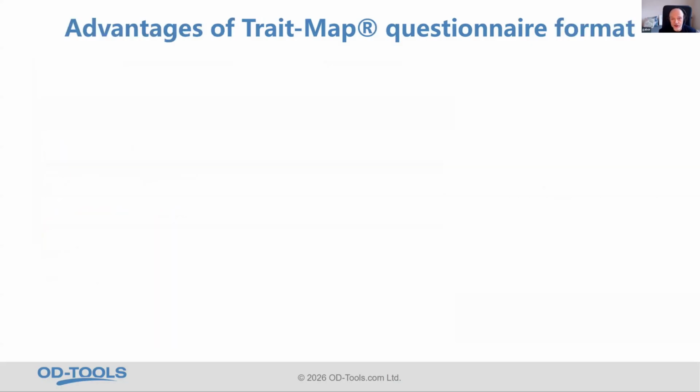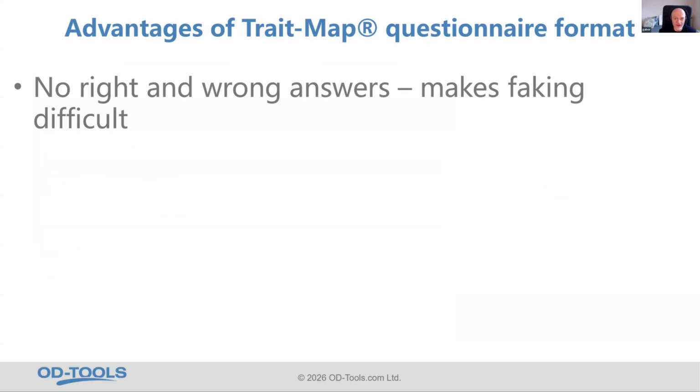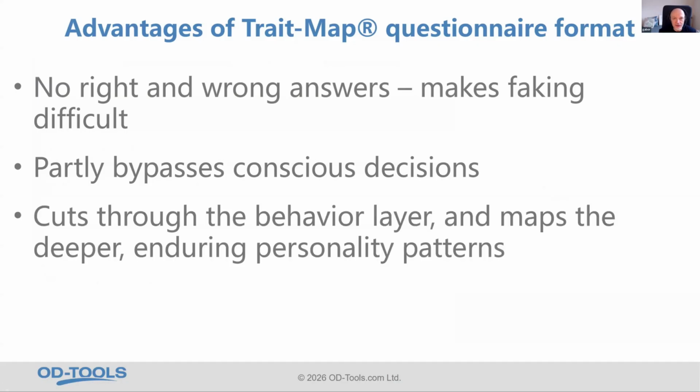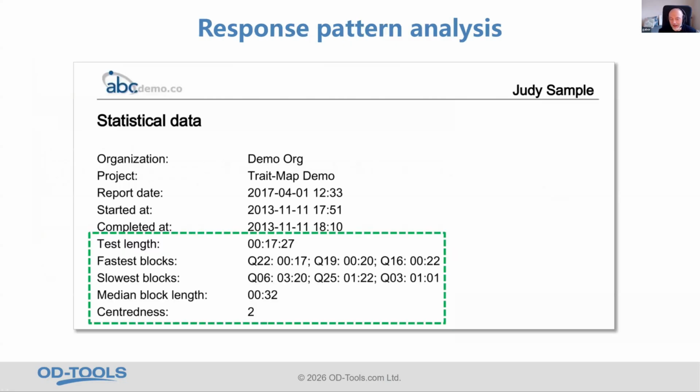This has advantages because there are really no right and wrong answers, so faking is difficult. It partly bypasses your conscious decisions, so many things happen on that questionnaire. It cuts through the behavior layer and maps the deeper, enduring personal layers, those things that have an impact at work. We also provide analysis for evaluating the validity and the response patterns.